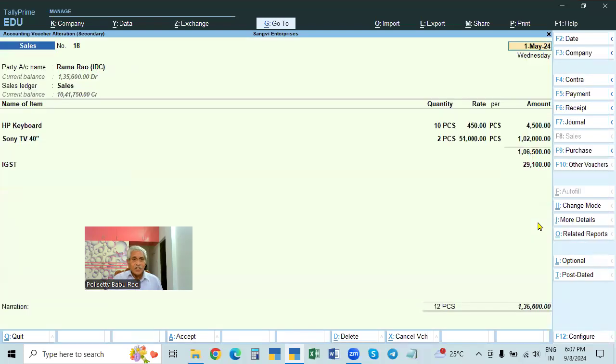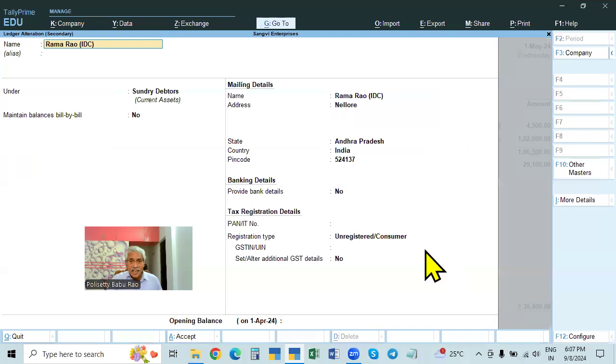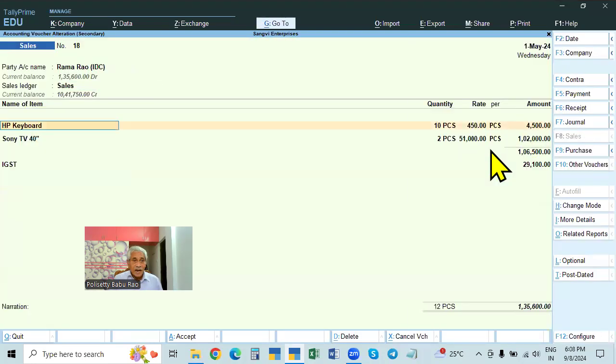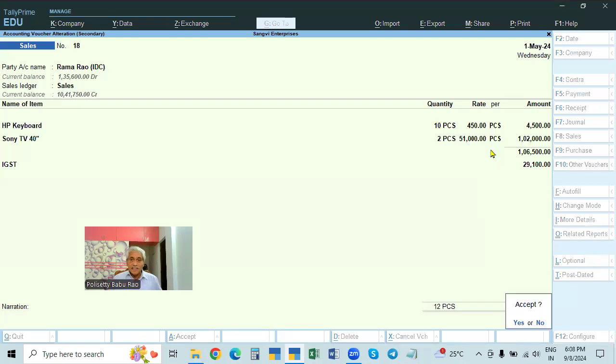So he is the consumer. He is unregistered or consumer; if it is a business, it is an unregistered dealer. See, Ramara is an individual, so he is a consumer. This is another state. In this case, you select this and enter the items, and then since it is another state, that is interstate, we charge IGST. Like that, we are making the entry.